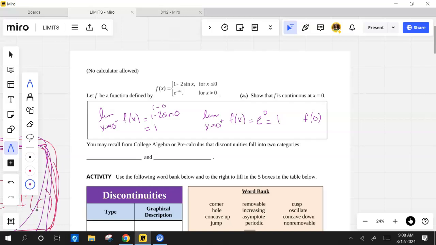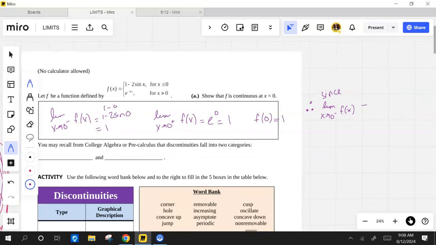Now, f of 0. What in the world is f of 0? Well, this is the piece that includes 0, so it's 1. So I would say, therefore, since the limit as x approaches 0 from the left equals the limit as x approaches 0 from the right, which equals f of 0, f of x is continuous.